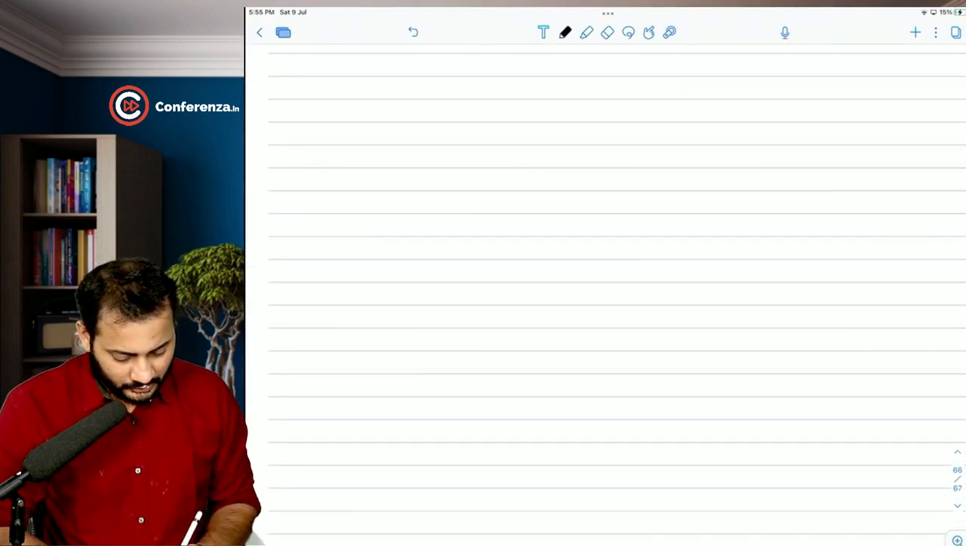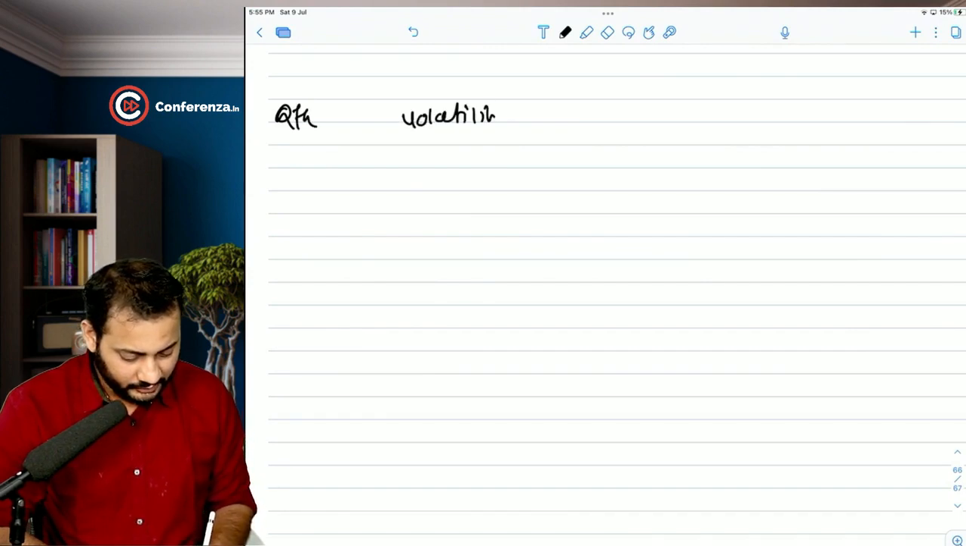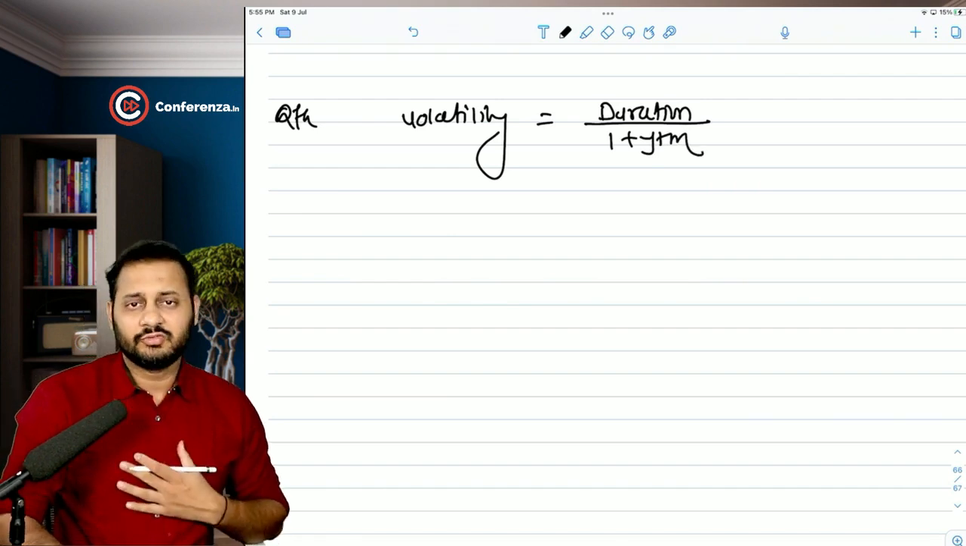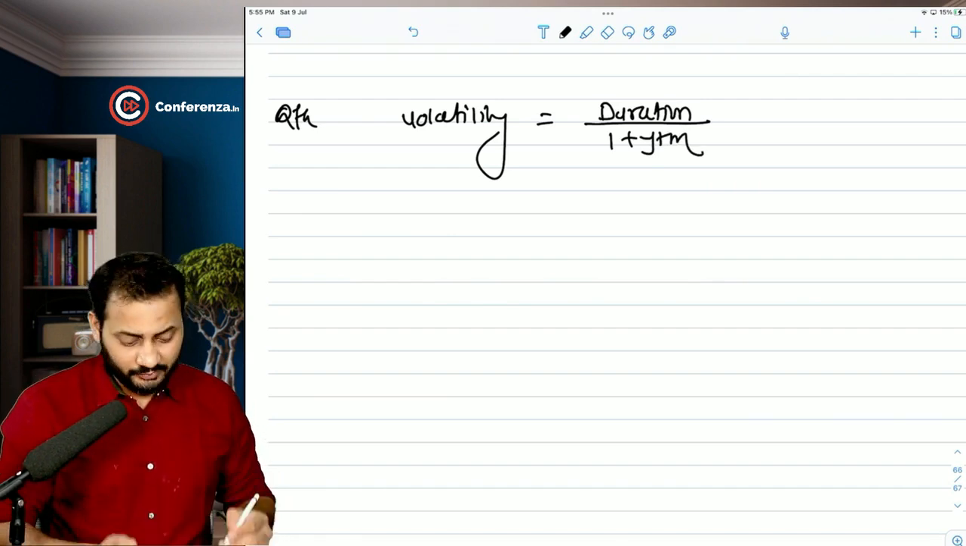See, question 74. Volatility is equal to duration divided by 1 plus YTM. This is the formula, and what exactly it is, I will tell you the meaning of it.